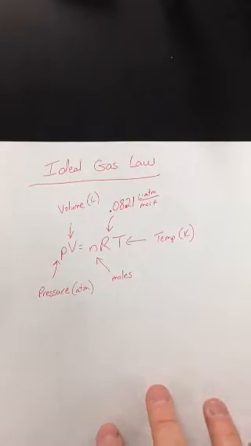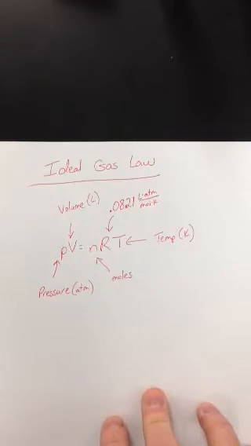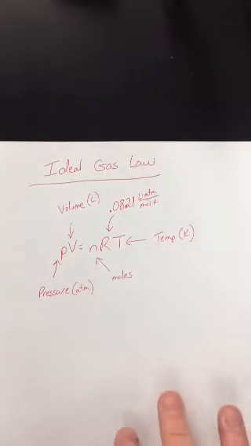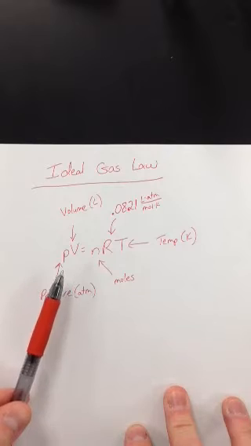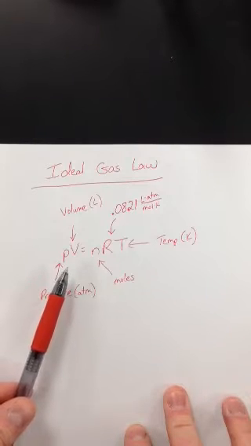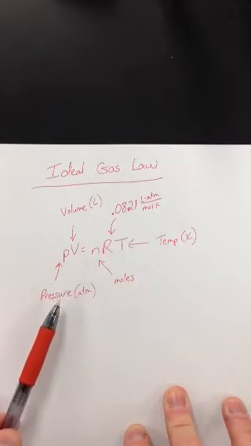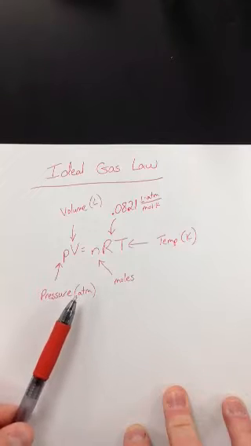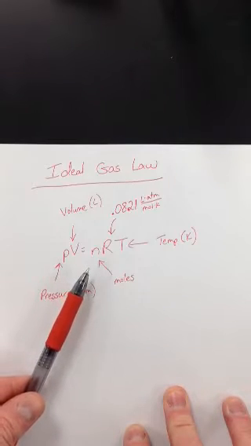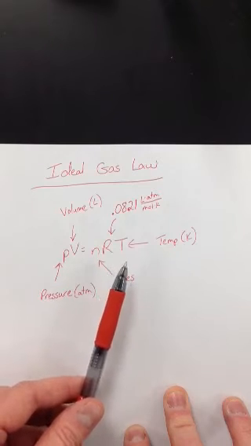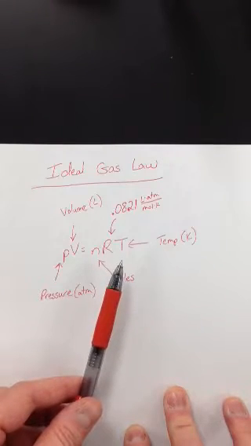Alright, so here is the ideal gas law. It works for ideal gases, but we're going to use it for any gas. The equation is as written. PV equals nRT. P stands for pressure, which has to be in atmospheres. V stands for volume, which has to be in liters. N stands for moles, which is the amount of gas. And T stands for temperature in Kelvin.